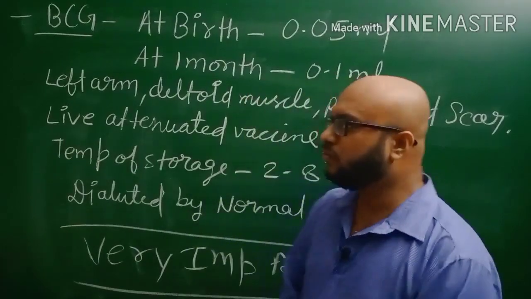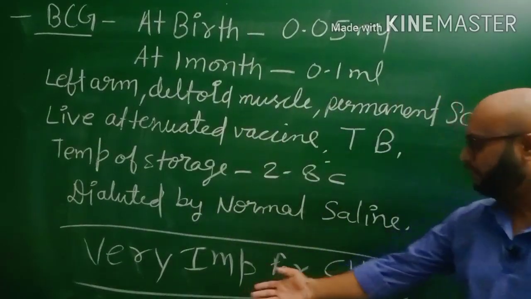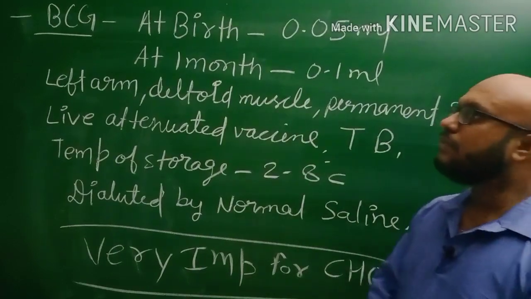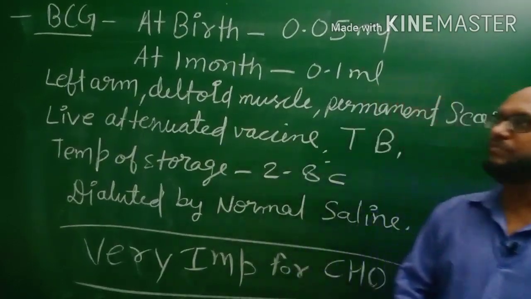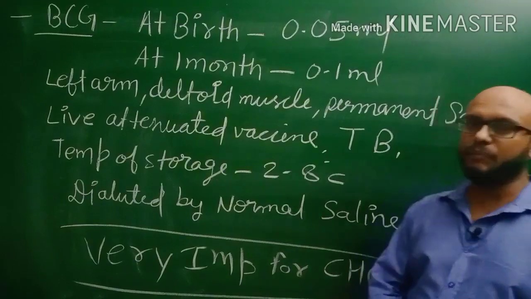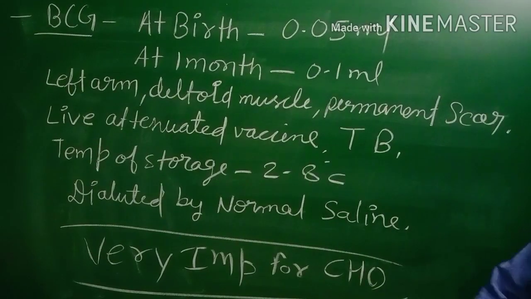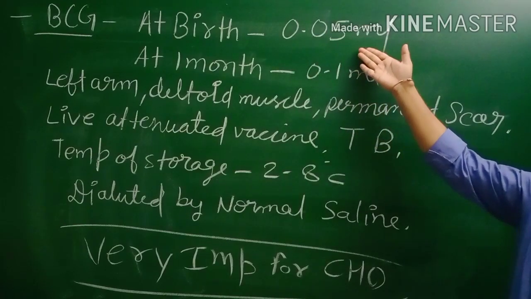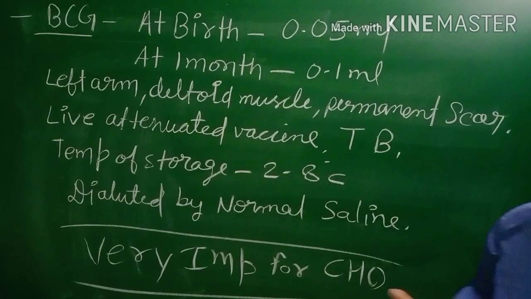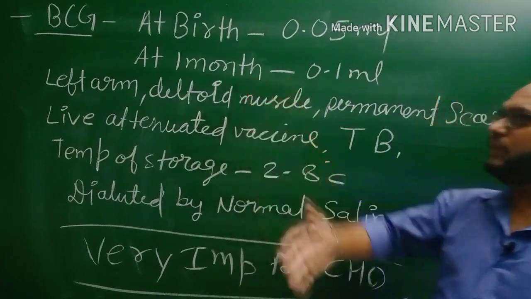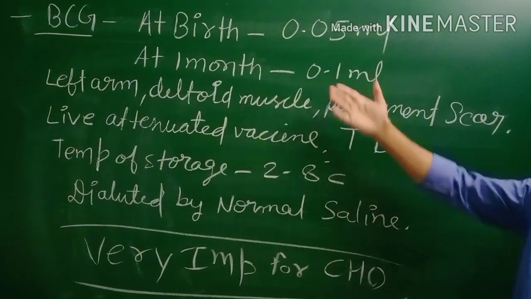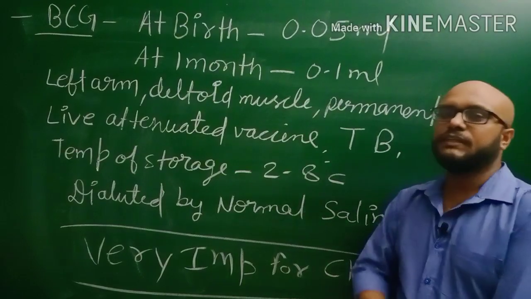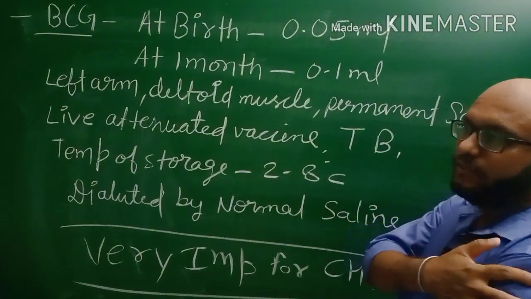Now let's talk about a very important topic for the CHO exam. We are discussing the BCG vaccine. First, BCG full form: Bacillus Calmette-Guerin. It is given at the time of birth and the dose will be 0.05 ml. If it is not given at the time of birth and is given at 1 month of age, the dose should be 0.1 ml. The BCG vaccine is given in the left arm at the deltoid muscle.